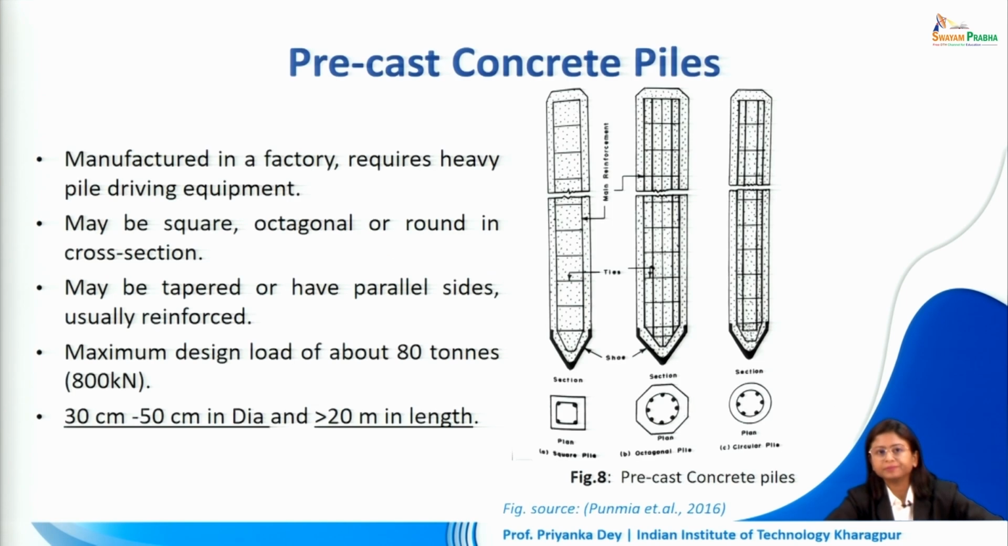Concrete precast pile. This is manufactured in a factory and it requires very heavy pile driving equipment to install it on site. They may be square, octagonal or round in cross section. They may be tapered or they may have parallel sides. They usually have reinforcement inside it. They can take up a maximum design load of about 80 ton. They can vary between 30 to 50 centimeter in diameter and go up to a depth of 20 meters. The figures represent how we can have square, octagonal, round, etc. precast piles that have reinforcement within it.